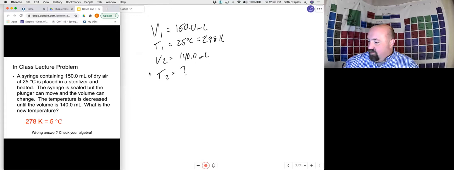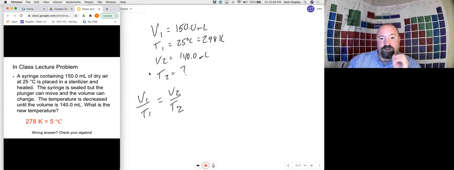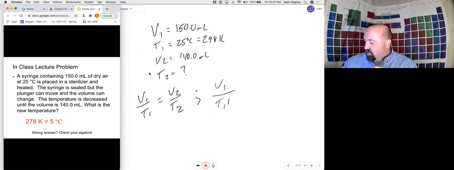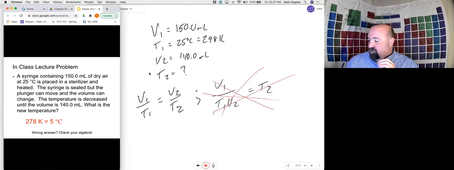I set up my Charles's law relationship: V1 over T1 equals V2 over T2. I'm trying to solve for T2. An incredibly common algebraic mistake that I see here is people saying, well, I've got to divide both sides by V2, since V2 divided by T2 is sitting here, so I've got to get rid of it. And so people come up with V1 over T1 V2 equals T2. This I see very often. This is absolutely the incorrect algebra. Do not do that. If you do that, T2 is still in the denominator algebraically, and we can't have it down there. We have to get T2 up into the numerator. So keep that algebra in mind.